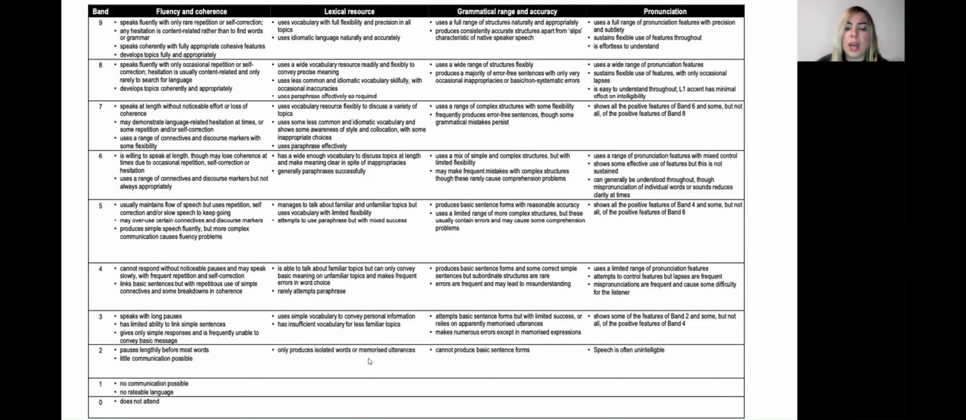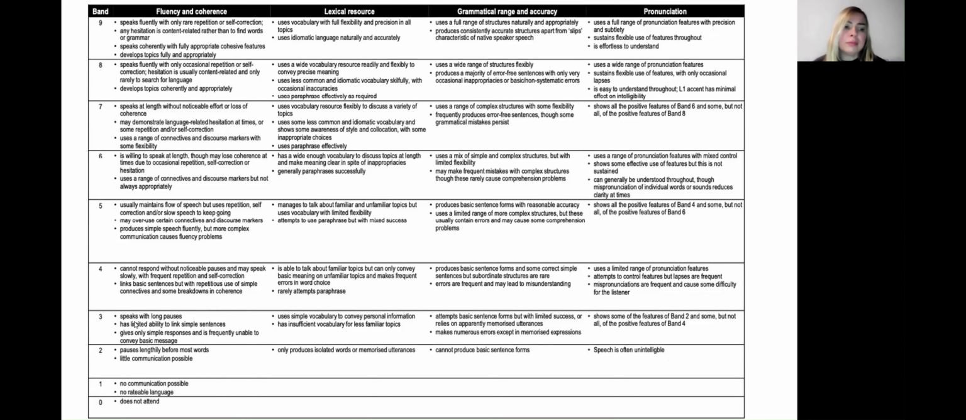Produces isolated words or memorized utterances, and that's like beginners, like when you learn how to say good morning, good evening. It might be difficult to produce basic sentence form, and sometimes speech is unintelligible because you're still getting used to the sounds of the language.